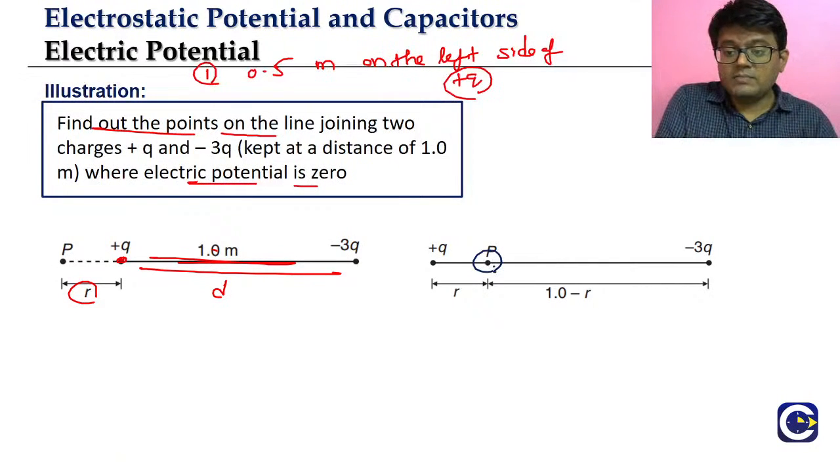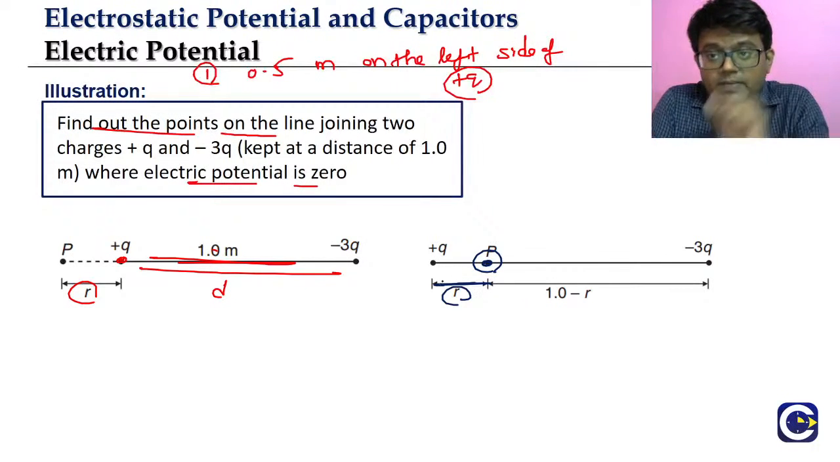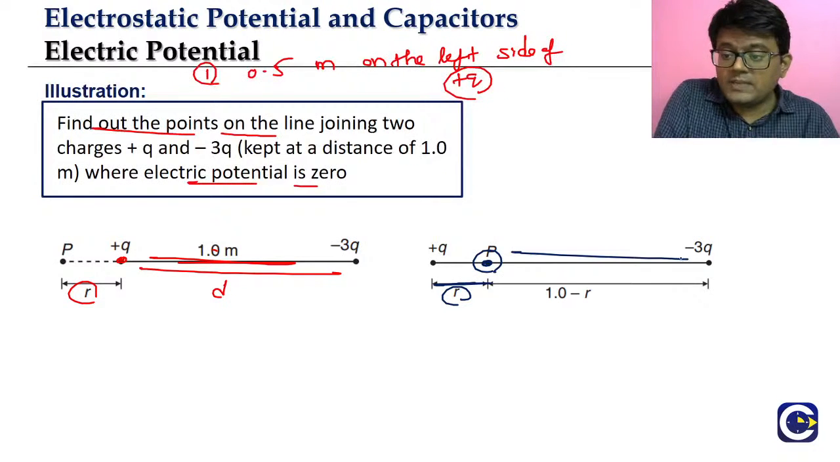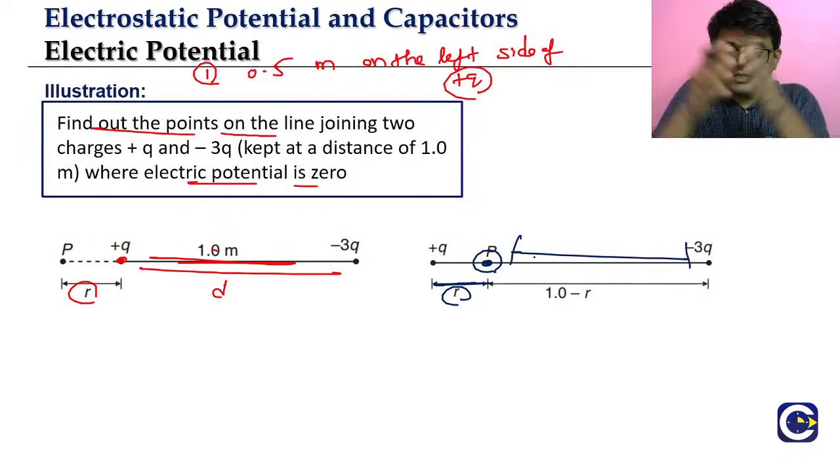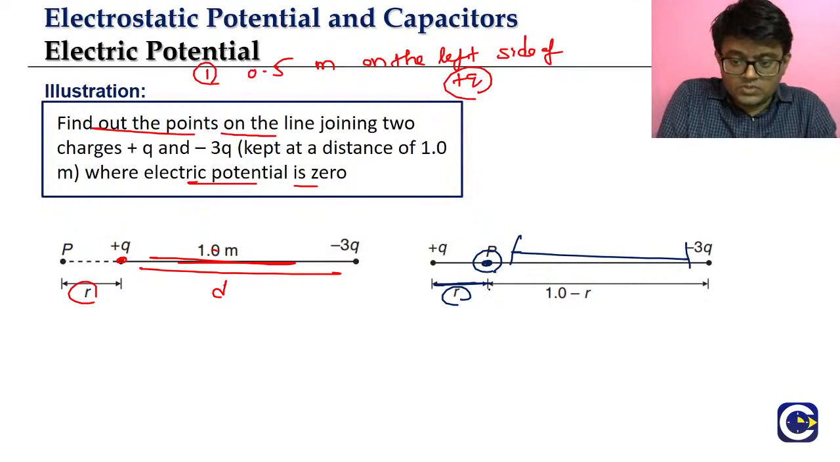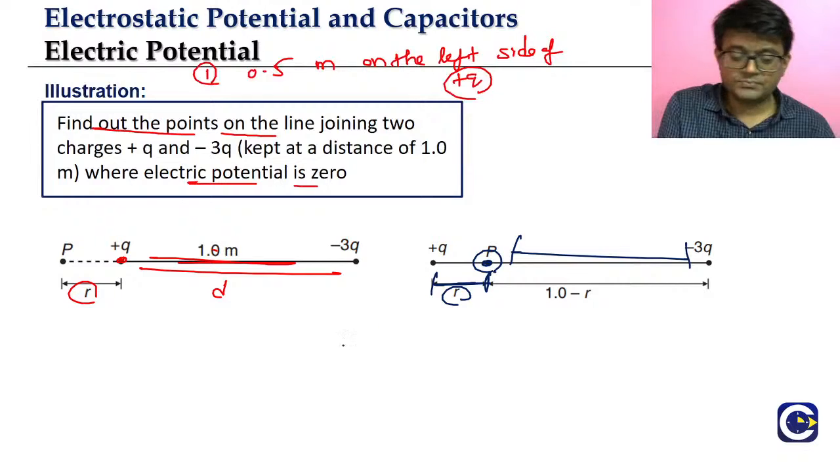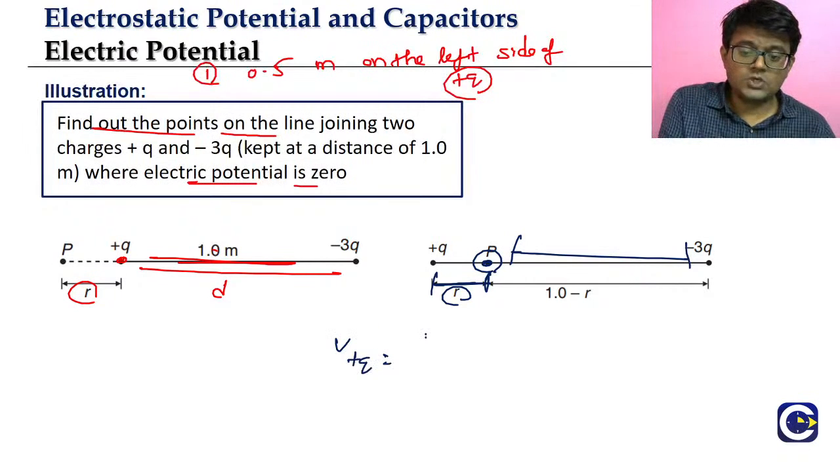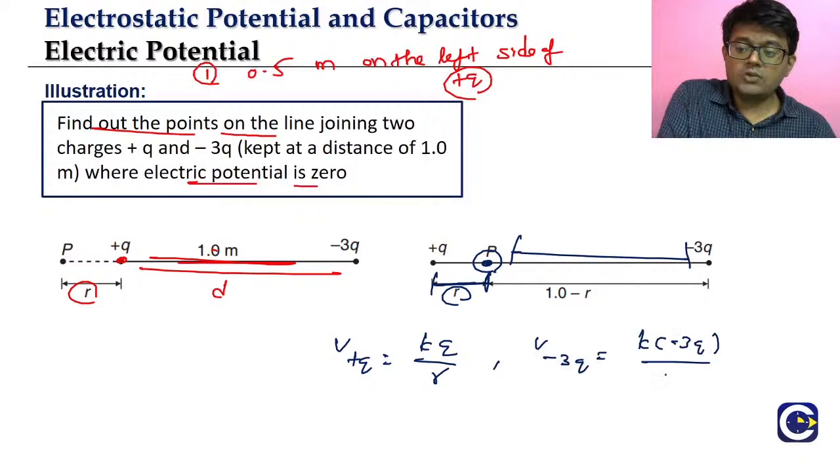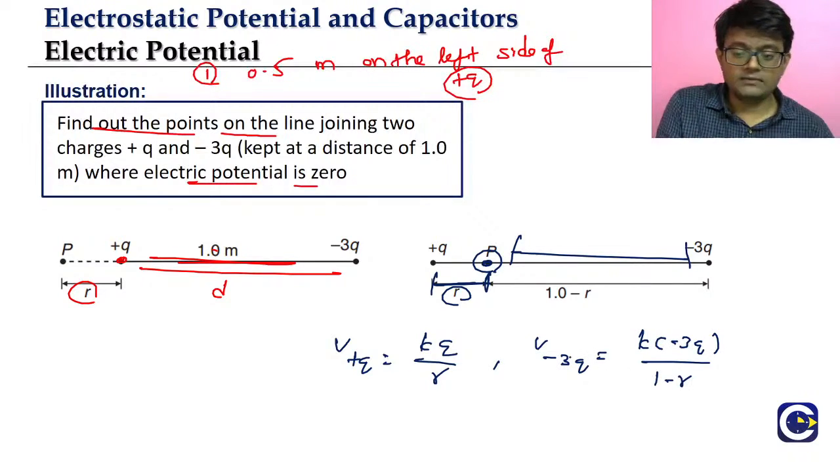So இதில் we'll mark a point P here, distance R from the charge plus Q. So அப்போ இந்த பக்கத்துல what will be the distance? The total ரெண்டு charge நடுவில் what is the total gap? 1 meter, right? So இப்போ நம்ம இது R ன்னு சொன்னா what is the remaining part going to be? 1 minus R தானா? Now potential because of plus Q will be what? KQ by R. Potential because of minus 3Q will be what? K into minus 3Q by 1 minus R.